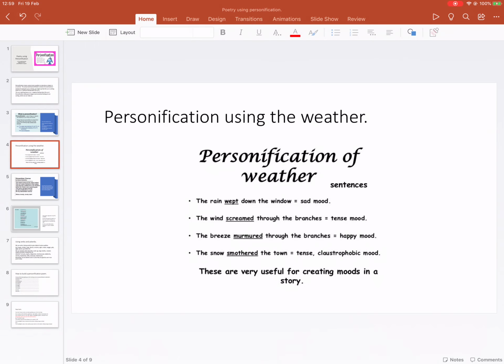This one's using personification using the weather. They've given the rain an emotion that we have. So the rain wept down the window, and that creates a sad mood. It's really good personification at creating emotions and feelings and what kind of atmosphere is around us. So the wind screamed through the branches. That's quite a tense mood.